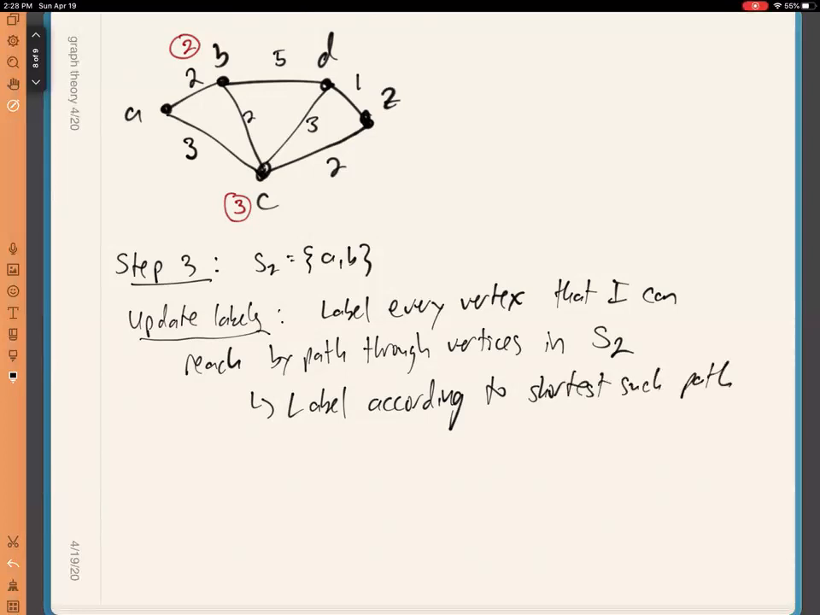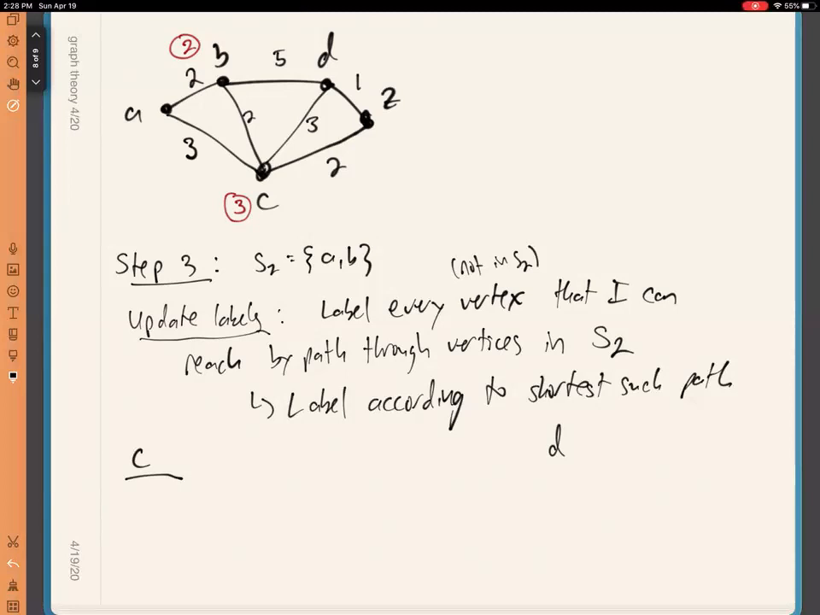Right, so let's see how we're going to do this in this case. Well, we're only interested in vertices that are not in S2. Well, what are the vertices we can reach via paths that go through A and B only? Well, I can reach C and I can reach D in this way, right? So those are my candidates. And what I'm going to do is label according to the shortest possible path that I can find that only goes through vertices in S2, right? So it only can pass through A or B or both.